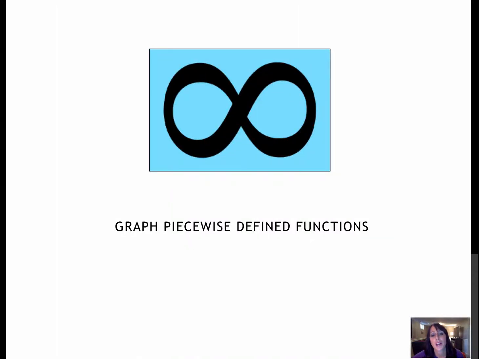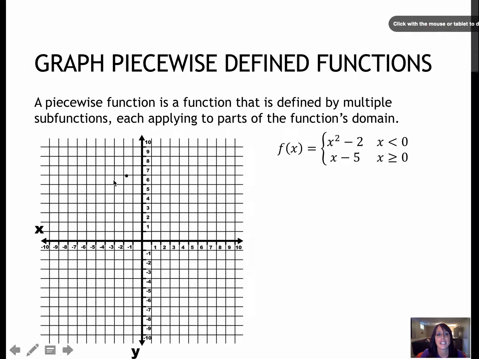In this lesson, we're going to graph piecewise defined functions. And I always have kind of liked piecewise functions because I'm kind of dorky like that. What it does is it takes our function and separates it into sub-functions that are defined over different parts of the domain. So the domain means for certain x values, we'll use one function, and for other x values, we'll use another function.